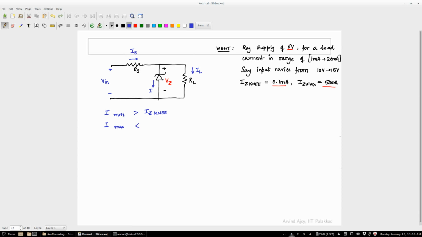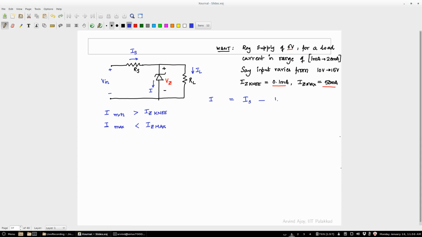Okay, this is a bad nomenclature. So let's call this IZ, and let me just call that I. Okay, so I minimum must be greater than IZ knee, and I maximum must be less than IZ max. Otherwise I would have confused if you were saying Z max less than IZ max, which is not good. Okay, so it makes sense, right?